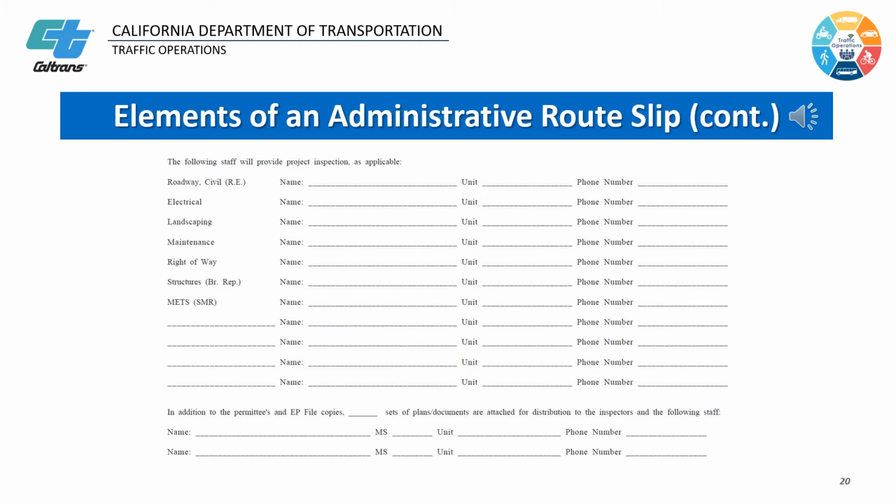In the next section of the form, please provide the list of Caltrans personnel who are involved in inspecting the project. Please list the names and phone numbers of the project's resident engineer, electrical and landscaping inspectors, the maintenance, right-of-way, structure, materials engineering, and testing services representatives involved in the project. Please fill in additional names and contacts not mentioned here and who would need to receive a copy of the permit. Please also provide the form preparer, project manager, or airspace manager's information if applicable.